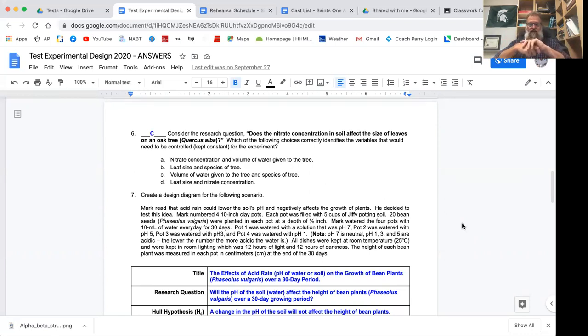So I'm looking for a choice that has something besides nitrate concentration and leaf size. You can see A has nitrate concentration, that's eliminated. B has leaf size, that's eliminated. D has leaf size and nitrate concentration, that's totally eliminated. The only option left is C. The volume of water should be the same for all setups. Otherwise, water could be affecting your outcome. And the tree species that you are taking the leaves from and measuring should be the same. Each experiment should involve the same species to make sure that is not an issue as well. So choice C makes the most sense.